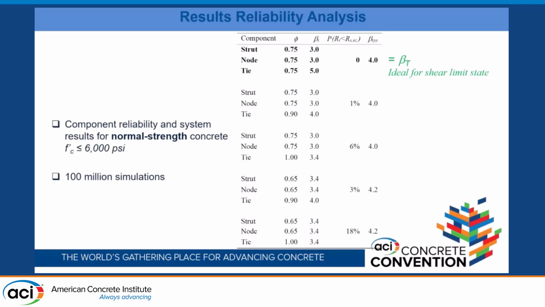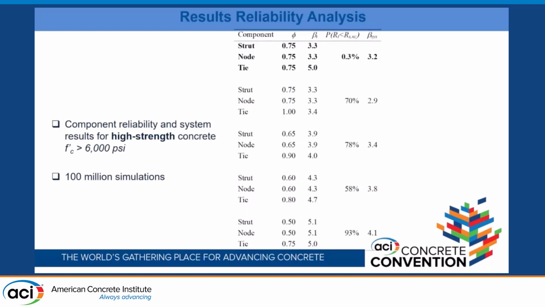The issue is that more likely than not, the failure mode will not be ductile. So for the 100 million simulations that were run, I couldn't observe one single case where the failure was ductile. If we modify the phi factors to 0.65 and 0.9, the reliability increases slightly, and also the likelihood of ductile failure mode will increase slightly.